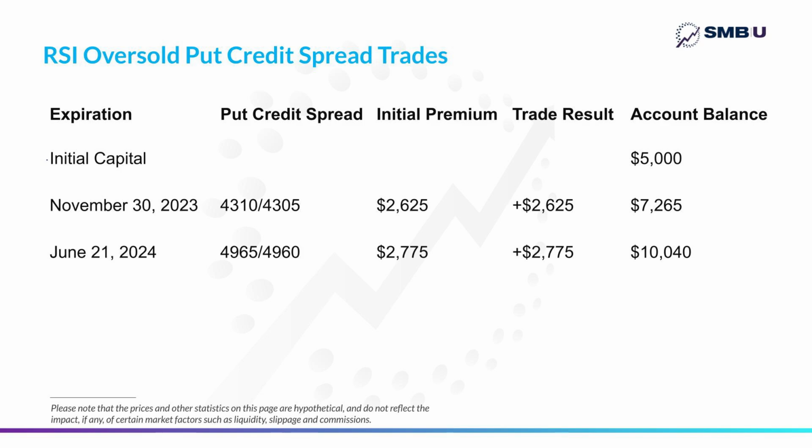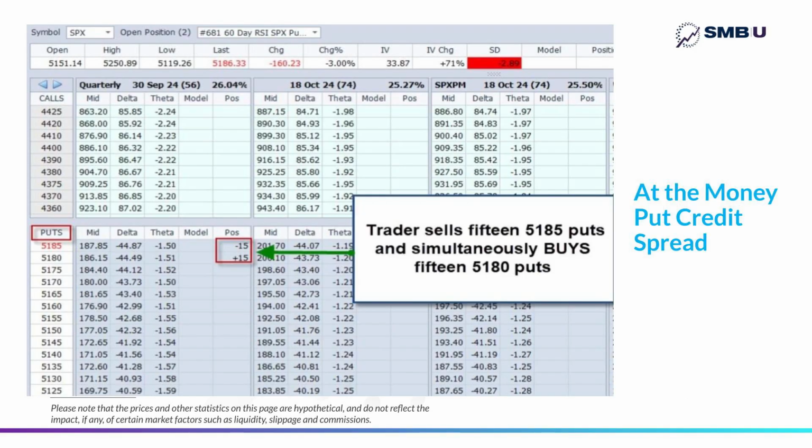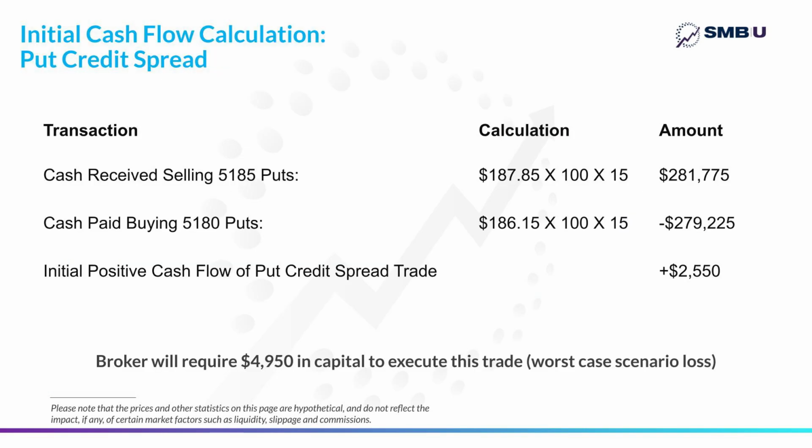Now, the final time the RSI flashed oversold over the last year was just a few months ago on August 5th. As you can see, when the SPX lost almost 500 points, dropping from as high as 56.69 in mid-July, moving very quickly down to 51.8633 on August 5th. And so we will again pull up an options chain nearest to 60 days out, which is the September 30th chain. And as you can see, this time we sell the 51.85s and buy the 51.80s, which results this time in 25.50 in cash flow and a capital requirement of 49.50.